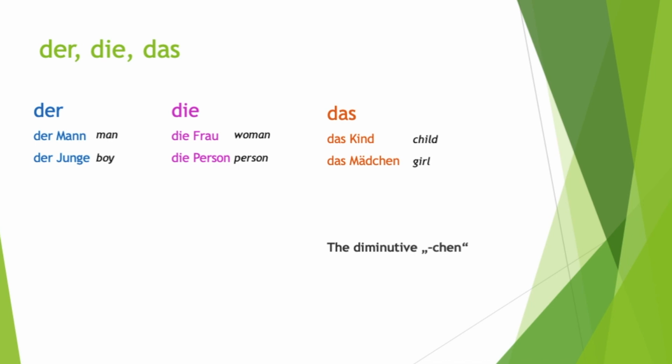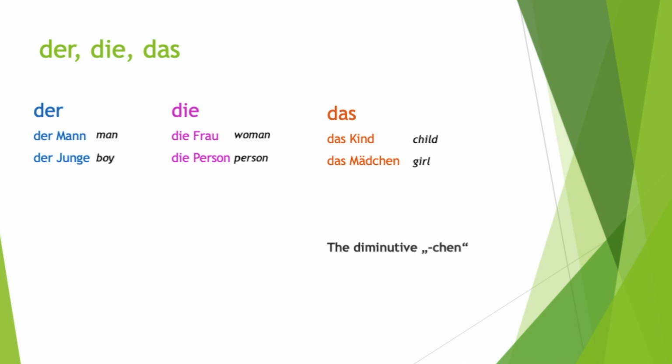This diminutive is a concept that kind of exists in English. Think of saying doggy instead of dog. It makes the dog seem smaller and cuter, right? That's what a diminutive does to German nouns. If you add chen to a noun, you make it appear smaller.